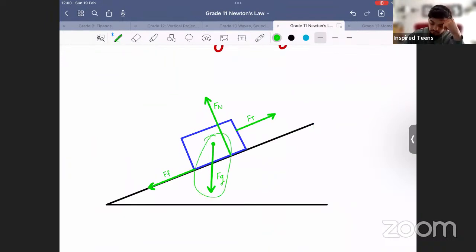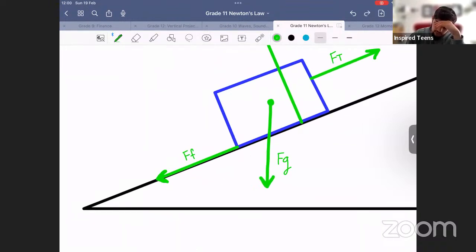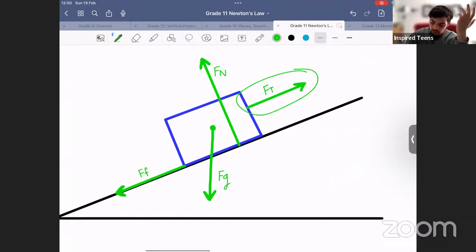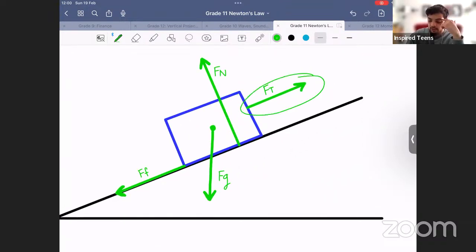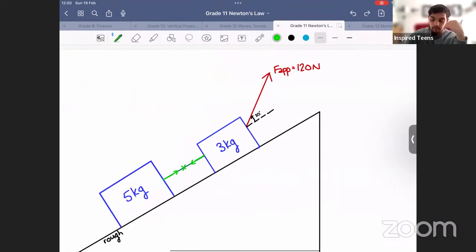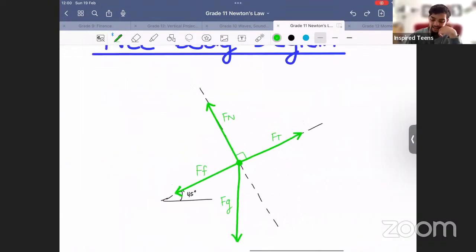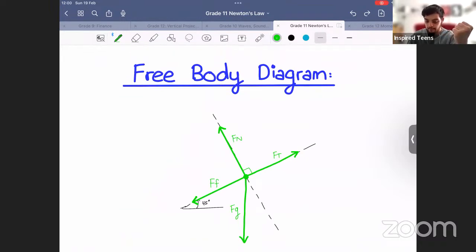One more time. FG from the center downwards, Fn from the surface, perpendicular to the surface, in the upward direction. Friction on the surface as well, at the back of the object, meaning opposite to the direction of motion. And tension or applied force is generally on the object, wherever the tension rope is connected. You can basically represent it at that part of the object. And then yes, free body diagram, all from the center dot. We just need to represent their directions accurately.